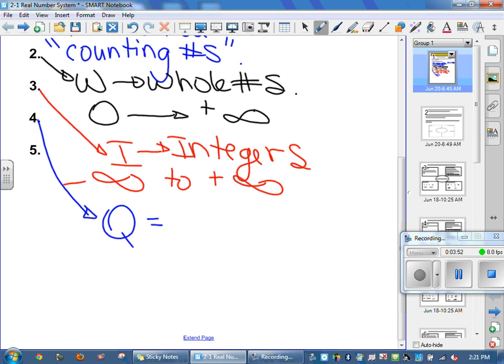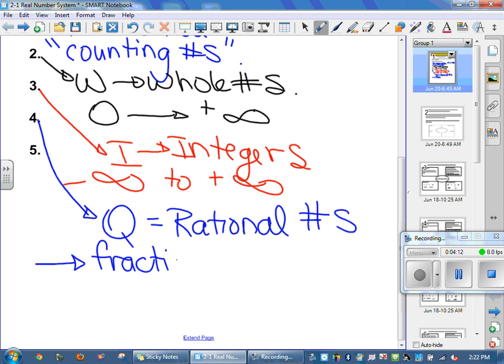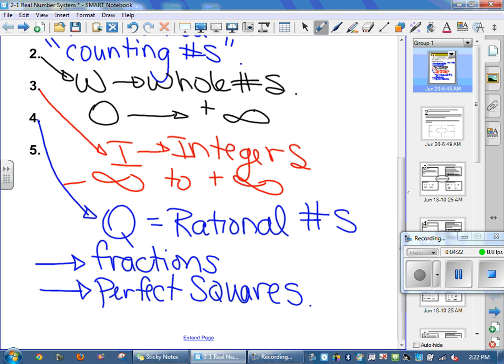Now how come? Q stands for quotient. I'll explain what that means in a moment. So this is our rational numbers. Rational numbers include fractions, perfect squares. Now remember, fractions are written in this form, A over B. But remember, B cannot be 0 because you cannot have a 0 on the bottom of any fraction. So whenever you've got a fraction in generic form, you've always got A over B, but B can't be 0. Your bottom can never be 0.